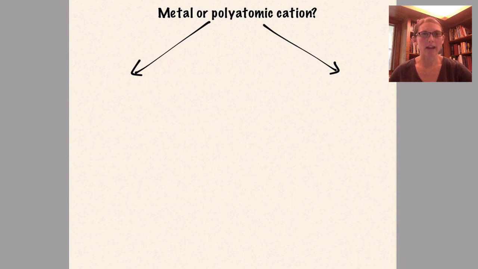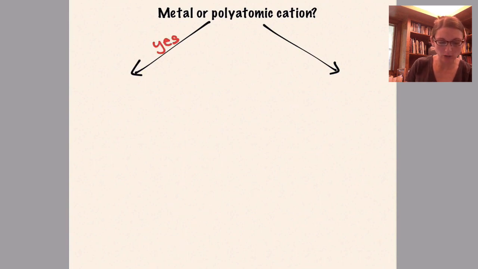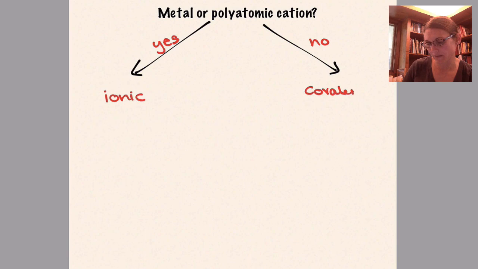Well, the question to ask yourself is, does it have a metal or a polyatomic cation present? If the answer is yes, it does, then that means you have an ionic compound. If the answer is no, it does not, then this is going to be either a covalent compound or an acid. And so you'll learn to recognize those acids by our convention of writing hydrogen out front, but it's going to fall into one of those two categories.